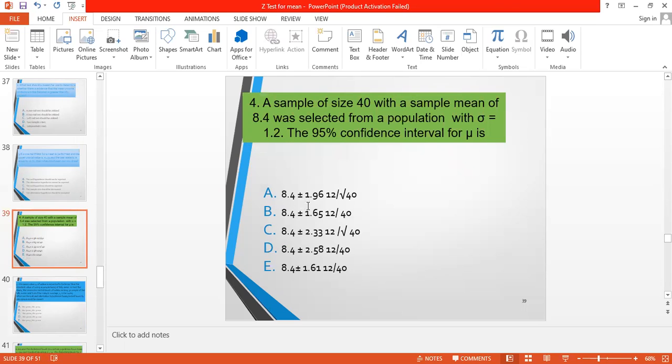8.4 is the sample mean, plus 1.96, which is the value for the 95% confidence interval, times 1.2, which is the population standard deviation, divided by the square root of 40, which is the number of samples.